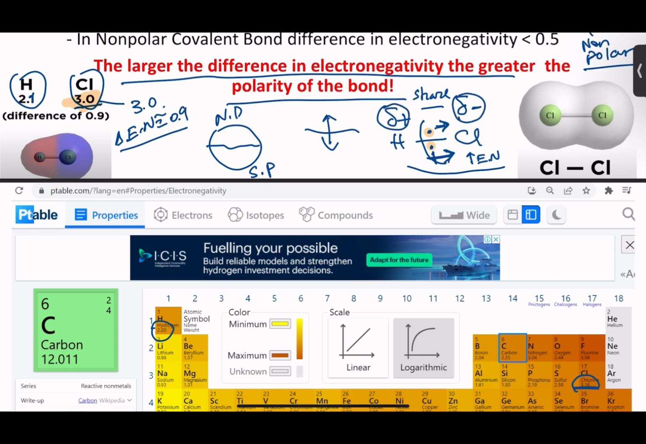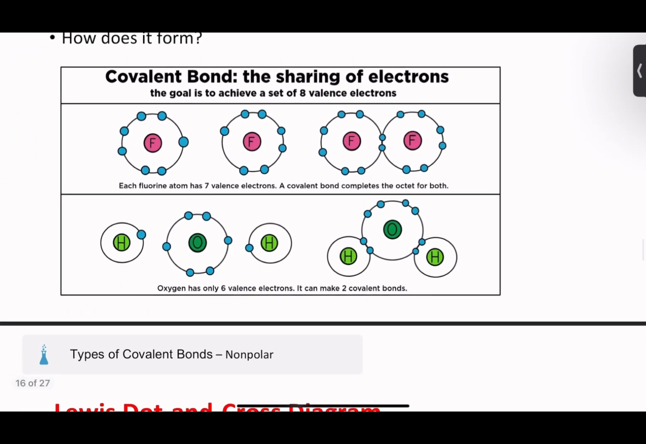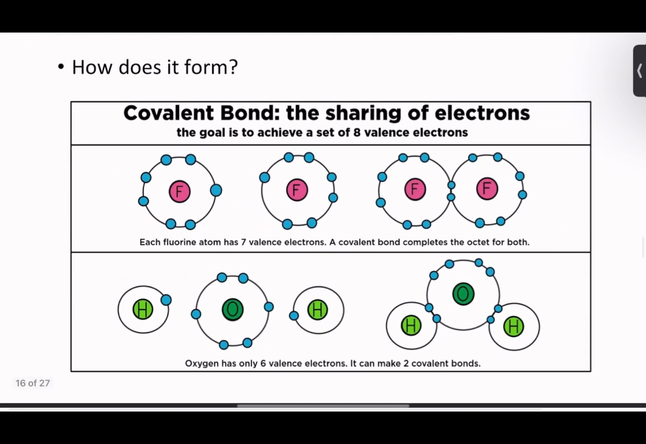We have a North Pole and South Pole, and then we have a positively charged part and a negatively charged part. This is called polar. Now I'm going to show you other examples in the next slides, but now let's consider the covalent bonding. What is a covalent bond? We talked about that it is sharing of electrons.